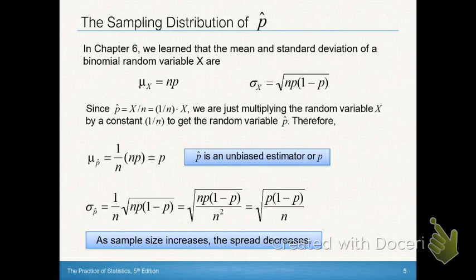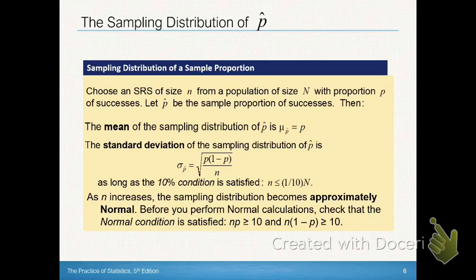On your formula sheet, you don't need to memorize any of this. The formulas mu sub p-hat equals p, and sigma sub p-hat equals the square root of p times 1 minus p over n, all inside the square root, are both on your formula sheet. You're just seeing where they're coming from here. So a couple of things to be on the lookout for. This is just summarizing what we've got.